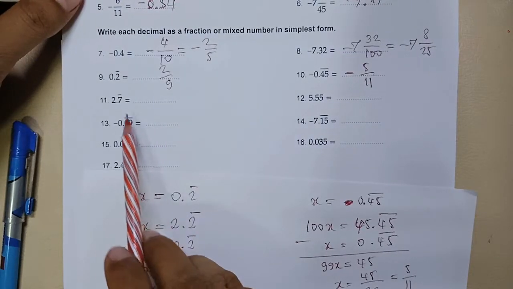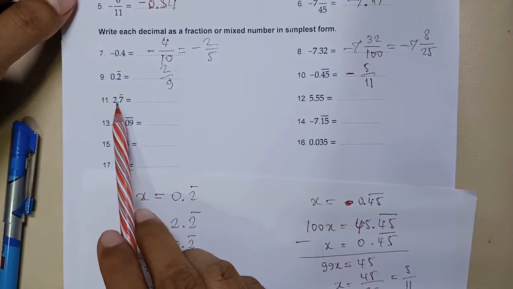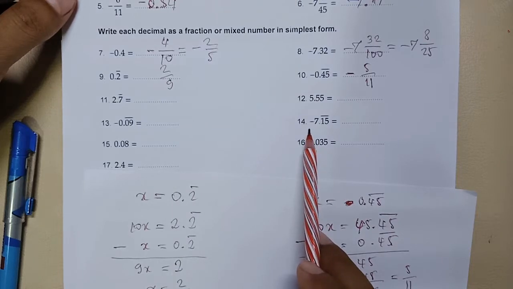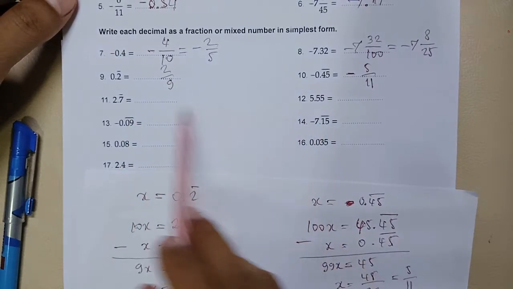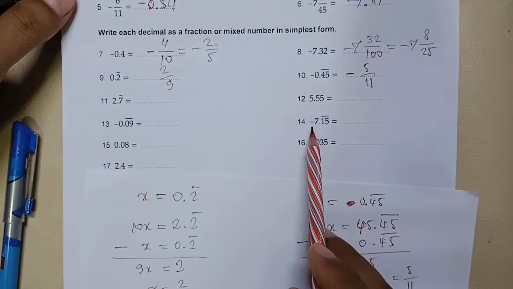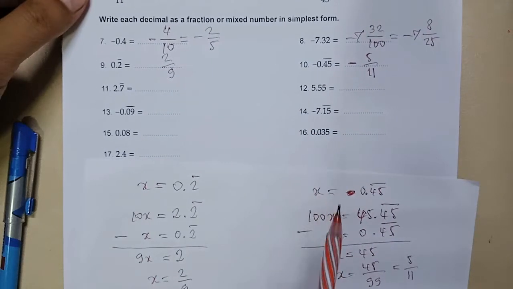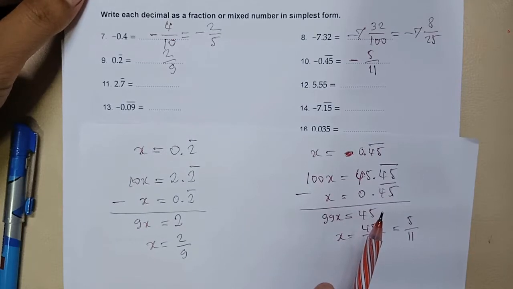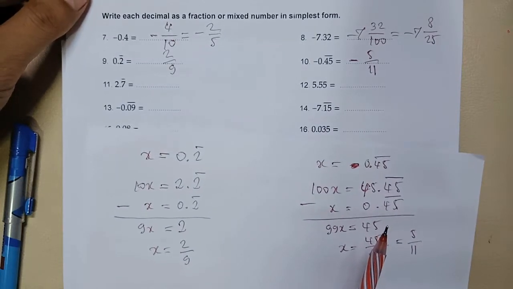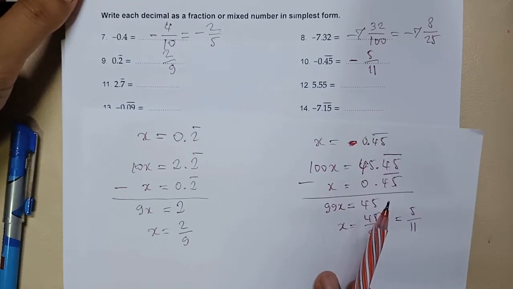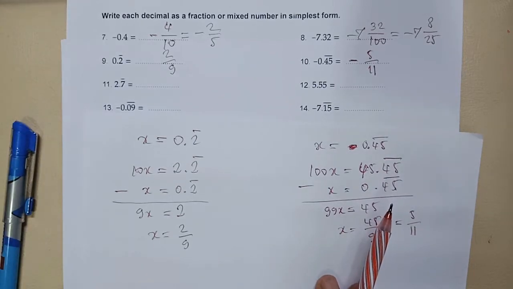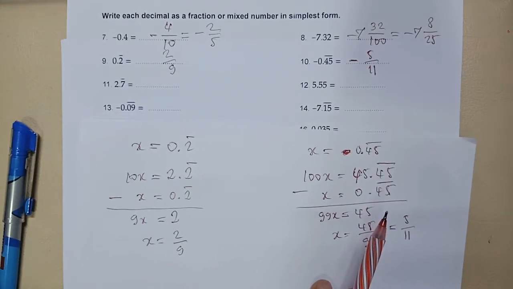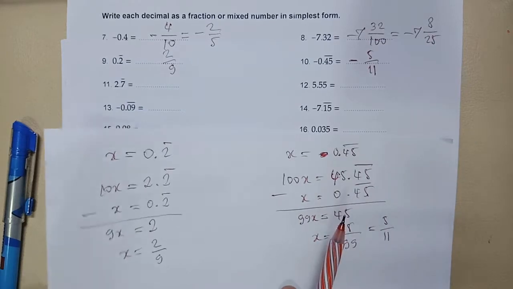Now if you go further, you will see more repeated decimals. Let me show you numbers 11 and 14, which somewhat share similarity with this. Let me try number 14, one more number for you so that you will not get lost. For number 14, you have negative 7.15, and you repeat 15.